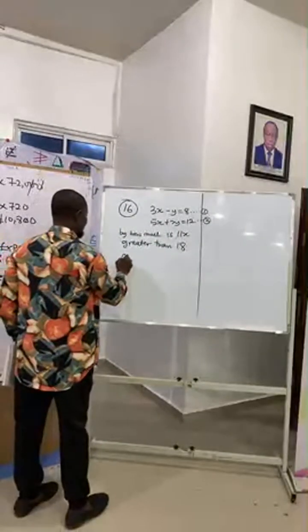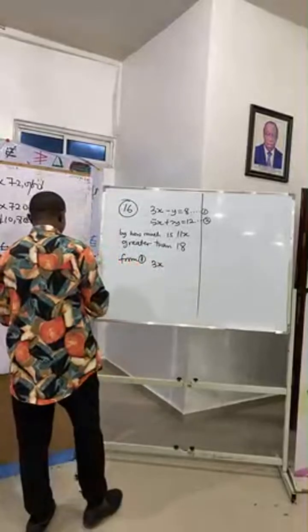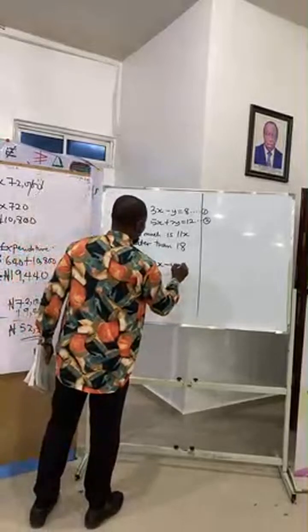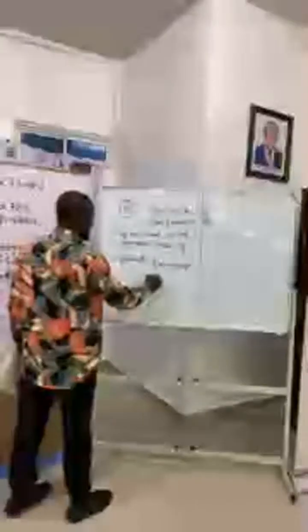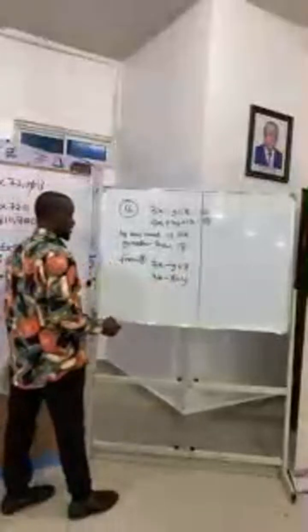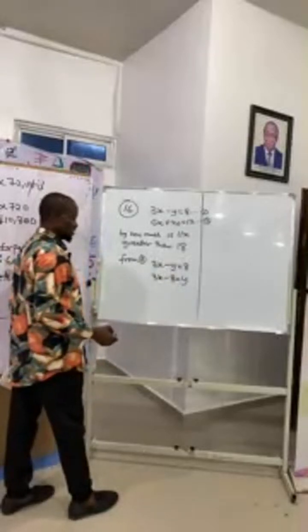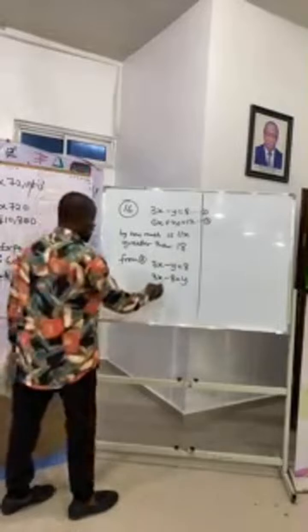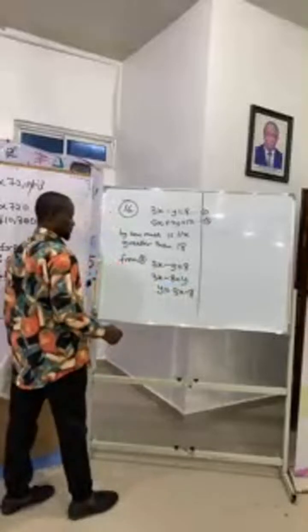Now from equation 1, 3x minus y equals 8. I want to find y. Y crosses over, plus becomes minus, so 3x minus 8 equals y. You can also say that y equals 3x minus 8.